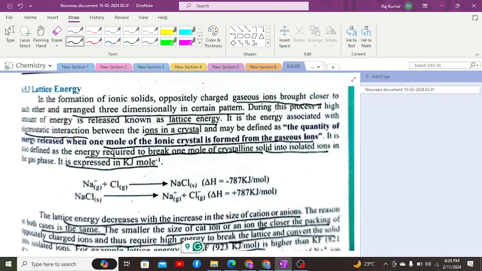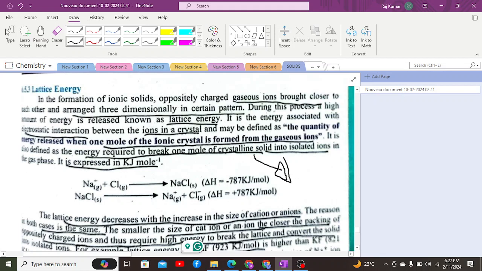As we have previously discussed in Hess's law, as well as in the Born-Haber cycle, it is the energy associated with electrostatic interaction between the ions in a crystal, and it can be defined as the quantity of energy released when 1 mole of the ionic crystal is formed from its gaseous ions. And the amount of energy required to break 1 mole of crystalline solid into isolated ions in the gaseous phase is also known as the lattice energy.